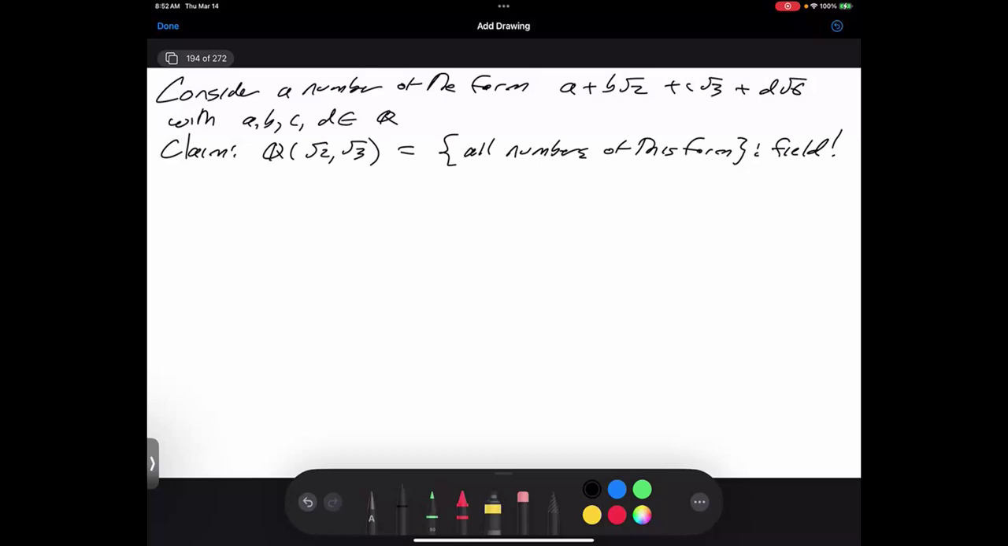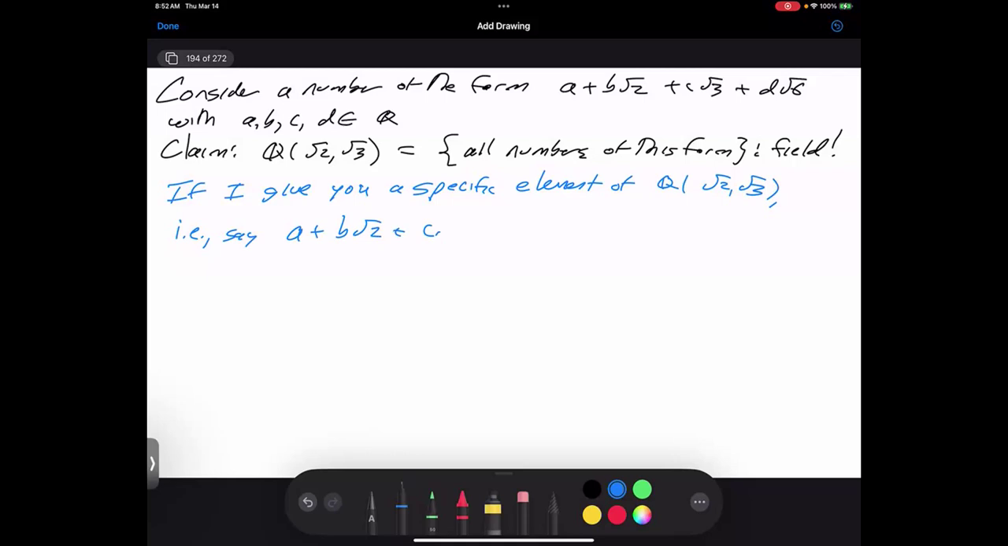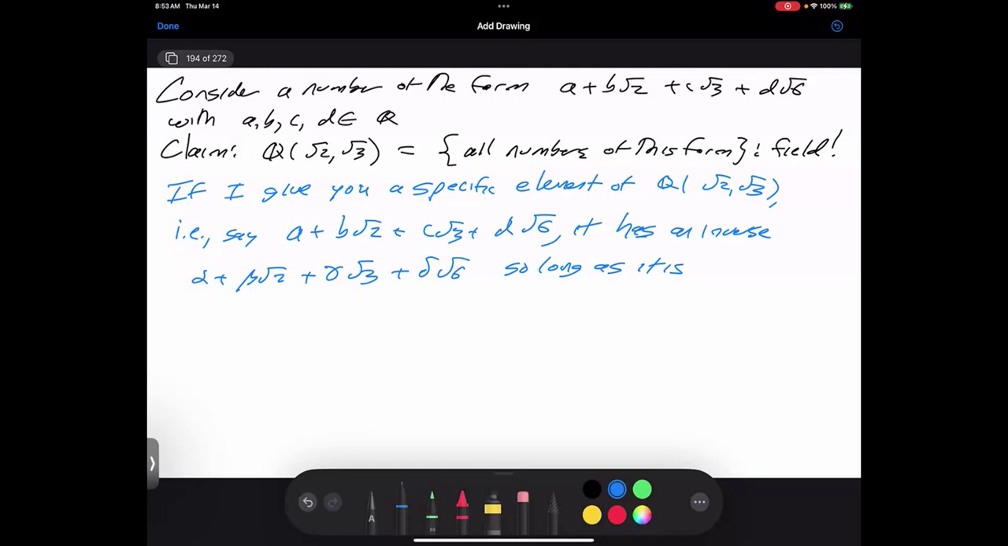So if I give you a specific element of Q(√2, √3), i.e., say, a plus b root 2 plus c root 3 plus d root 6, it has an inverse, alpha plus beta root 2 plus gamma root 3 plus delta root 6, so long as what? Right, so long as it is not zero. So it has to have an inverse of that form.